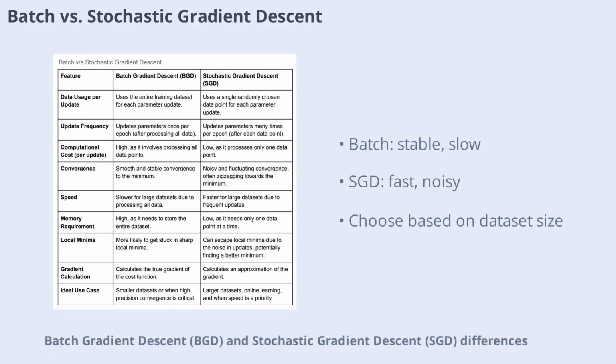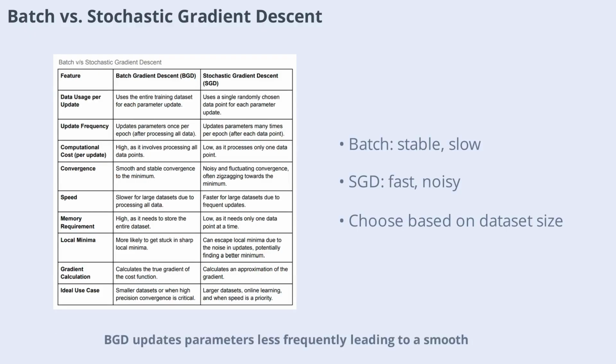Batch gradient descent (BGD) and stochastic gradient descent (SGD) differences. BGD uses the entire dataset to compute the gradient and update parameters. SGD uses a single, randomly selected data point for each update. BGD is computationally expensive and has a high memory requirement. SGD is much faster and requires less memory, making it ideal for large datasets.